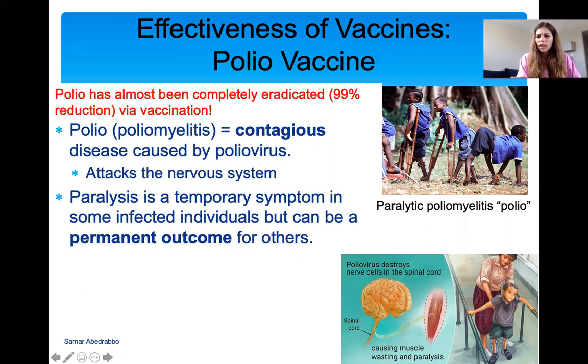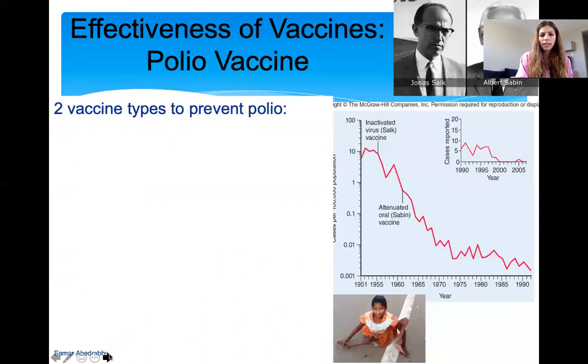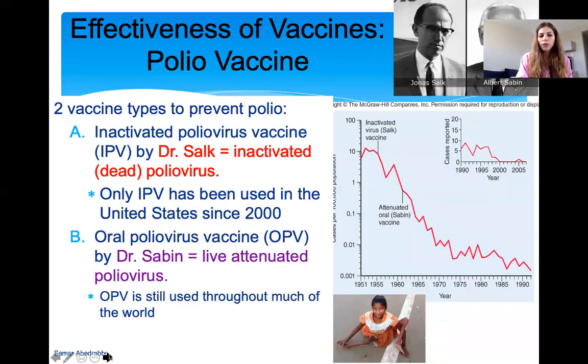So here are some pictures of what polio could cause. There's no cure for it. We don't have an antiviral drug that we can give someone for polio, but it can be prevented by giving the polio vaccine. So here in the US, we all take the polio vaccine. There are two types of polio vaccine. Dr. Salk and Dr. Sabin both created their own versions of the polio vaccine.